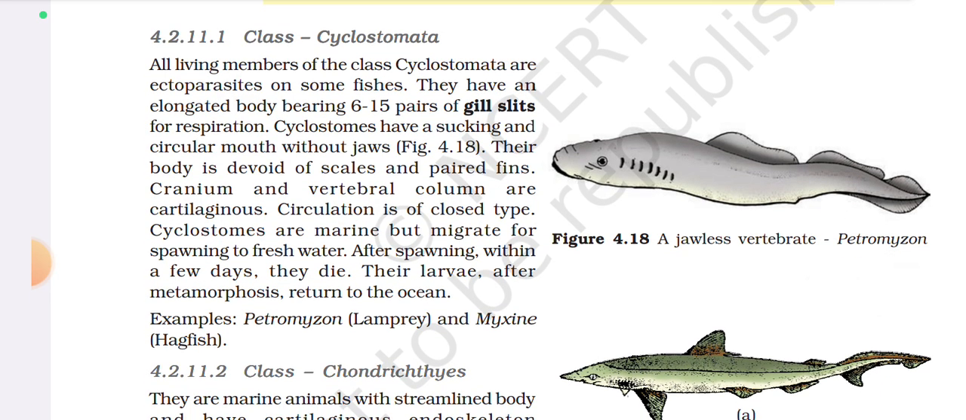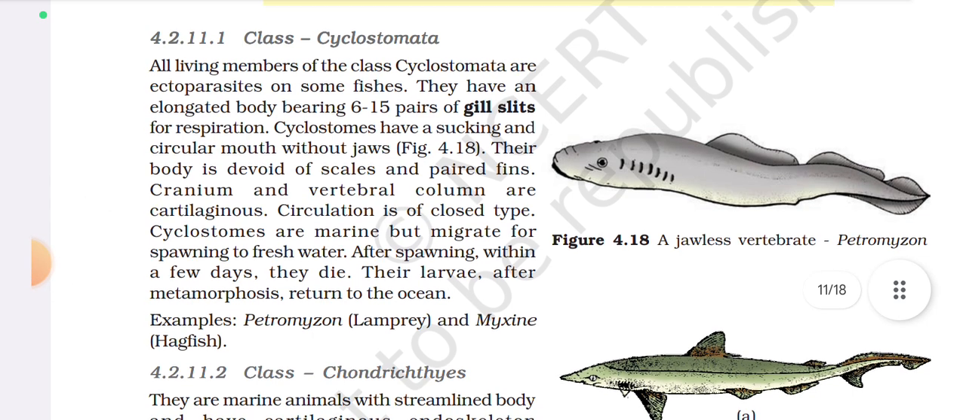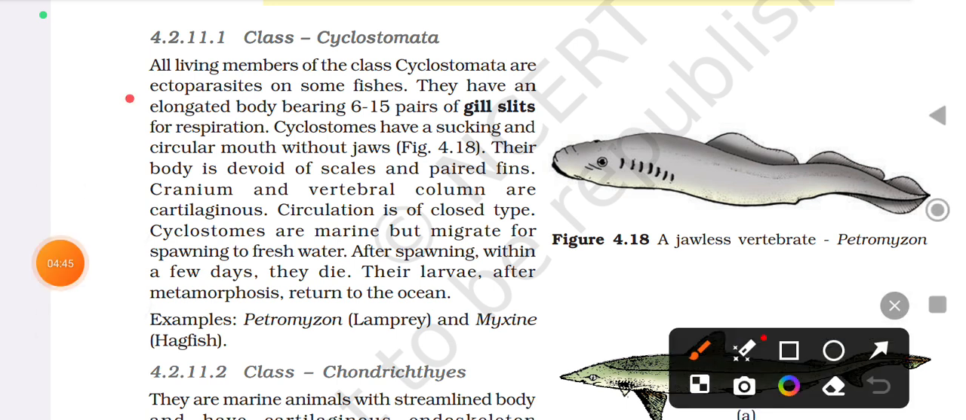Now we learn the first class, which is under agnatha. Agnatha, that means jawless. So cyclostomata is what? You have to learn the characteristics. It's very important. Okay. You know that they all are marine. They are ectoparasites. The second important point is what? They have 6 to 15 pairs of gill slits. Dear student, always remember one thing.